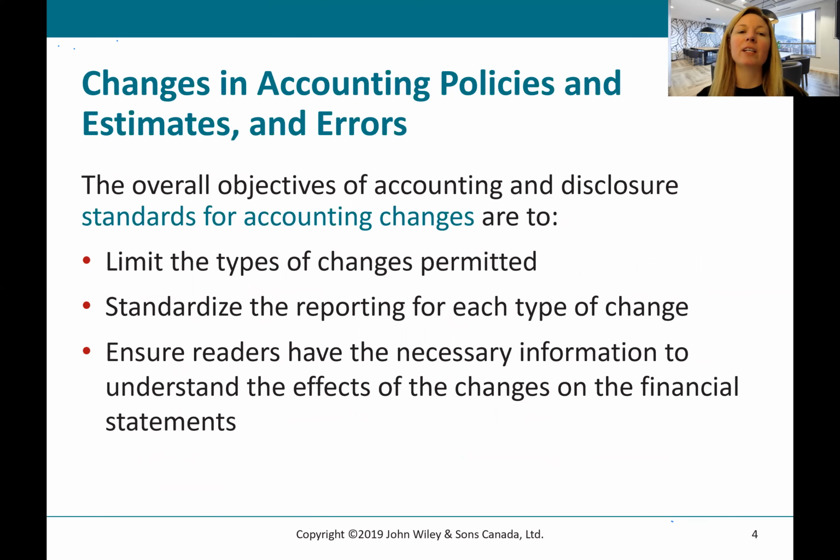The overall objectives of accounting and disclosure are to limit the types of changes that are permitted, standardize the accounting for changes, and ensure that readers have the necessary information to understand the impact of the change on the financial statements. We're really concerned here with reliability and consistency, and so we're weighing those two concepts. Consistency would say never change your accounting policies or revise any of your estimates, or maybe even correct errors. That's arguable. On the other hand, reliability says that the best information that we have is what we should be using to set our estimates. So we're really balancing between those two things, and we want to make sure that the readers of the financial statements understand the decisions that management are making.